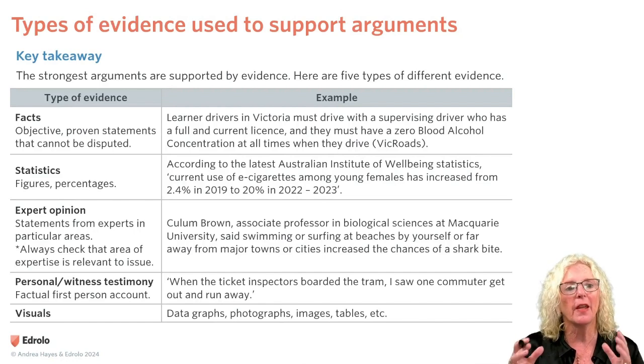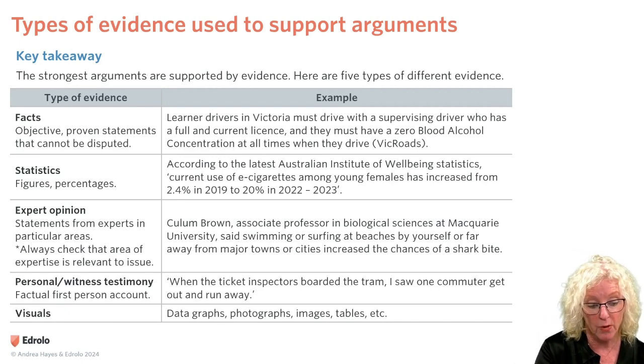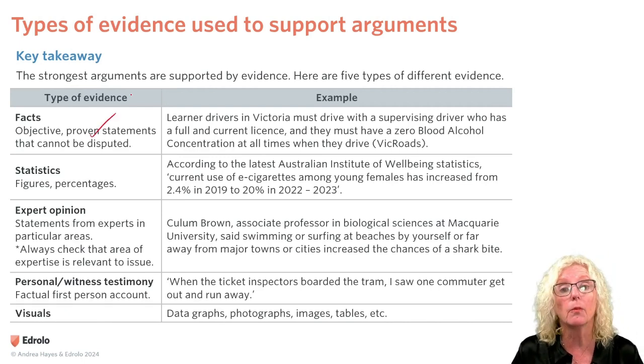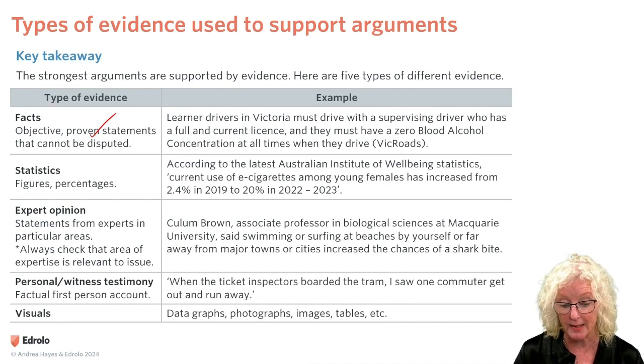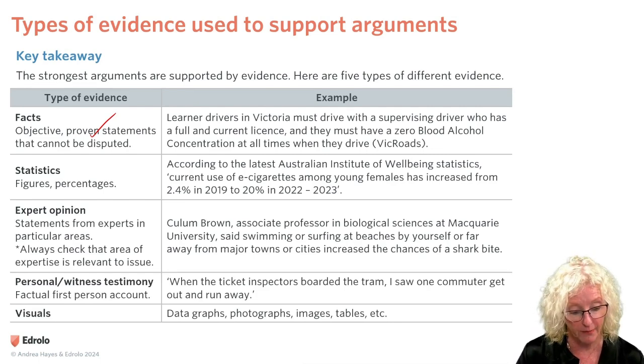There are different types of evidence used to support arguments. What you need to know is that the strongest arguments are supported by evidence. So here's a list of 5 different types. There are more, but these are probably the 5 most common. 1, of course, we have facts, which are objective, proven statements. The example I've put here is that learner drivers in Victoria must drive with a supervising driver who has a full and current licence. They must have 0 blood alcohol concentration at all times when they drive.